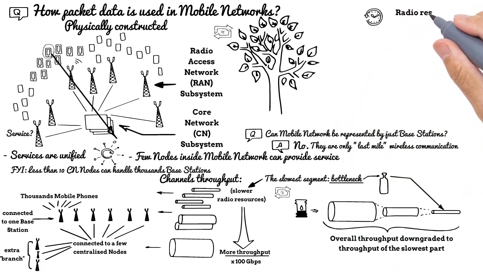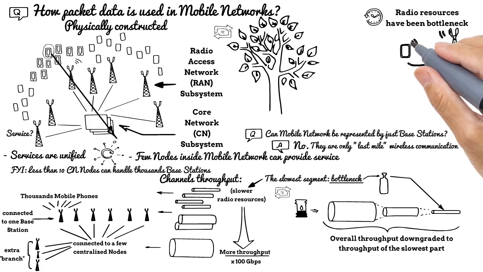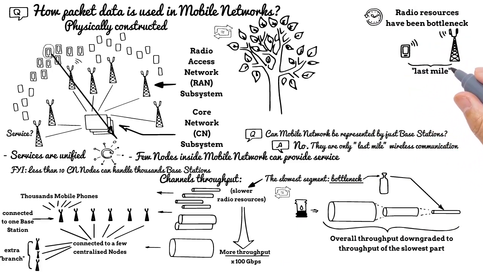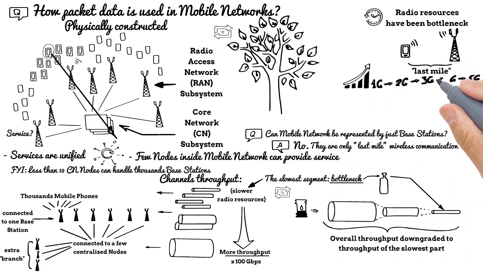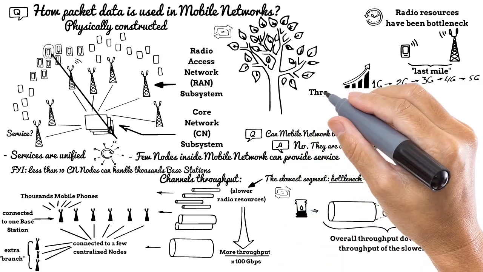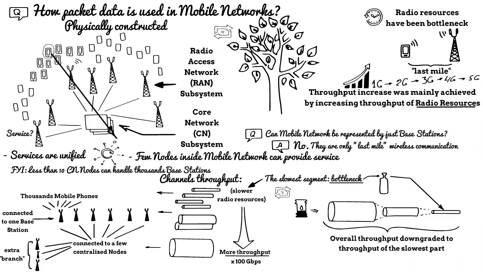Historically, radio resources have been a bottleneck in the mobile networks. What radio resources? I'm talking about last mile communication between base station and mobile phone. And therefore lots of efforts were focused on increasing throughput of such bottleneck. As a result, overall throughput increase for packet data transmission from older to newer mobile networks generation was achieved mainly by increasing throughput of radio resources. That was briefly about packet data and working on last mile bottleneck throughput increase.